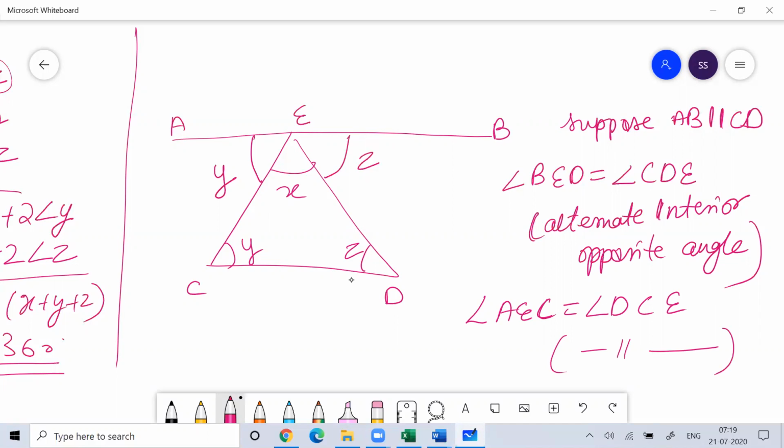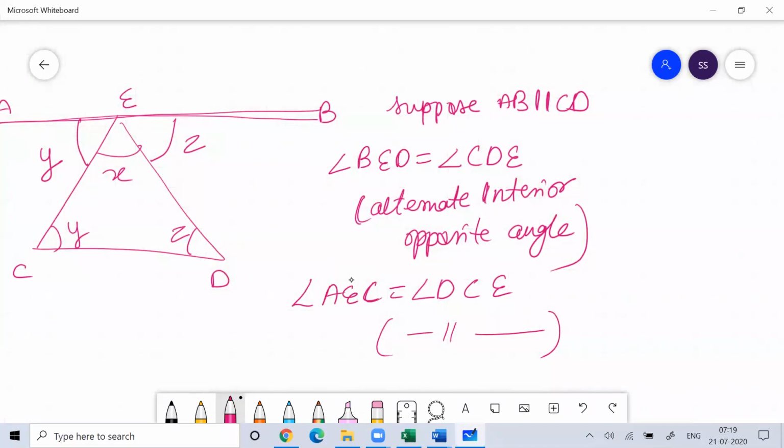Now, by looking at this, you know that AEB is a straight line. If AEB is a straight line, that means the sum of angle X plus angle Y plus angle Z will be equal to 180 degrees. So that proves that whenever you talk about a triangle, the sum of interior angles of a triangle is equal to 180 degrees.